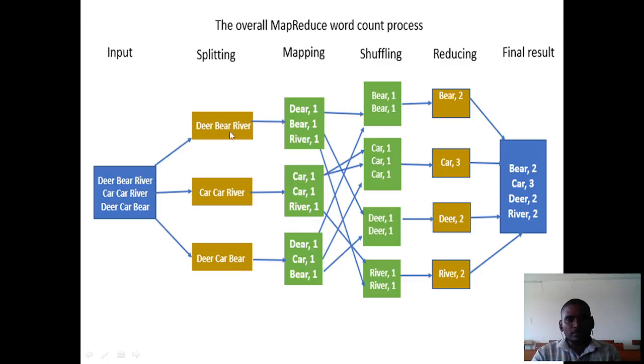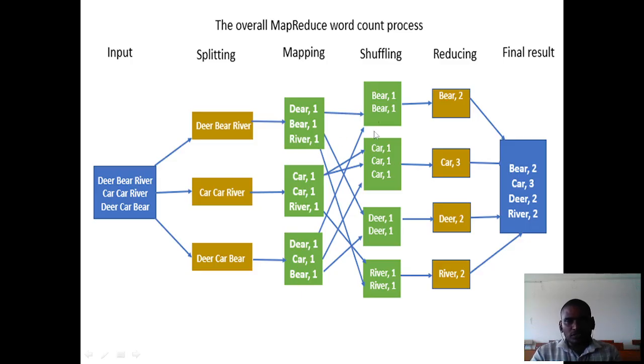After that it will perform the mapping. We assign key value pairs based on how many times each word appears in the input: deer 1, beer 1, river 1, and then car 1, river 1, and then deer 1, car 1, beer 1. That is how it performs the mapping operation, and here we have the many mapped values.